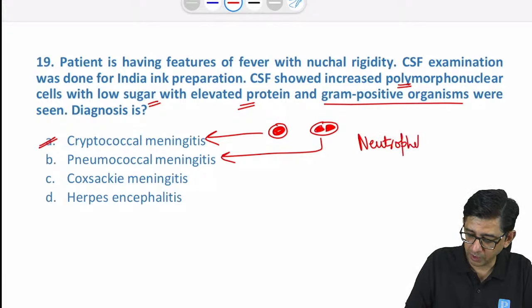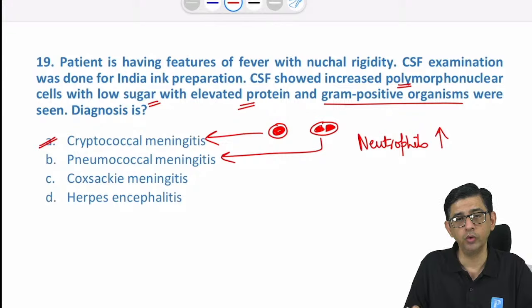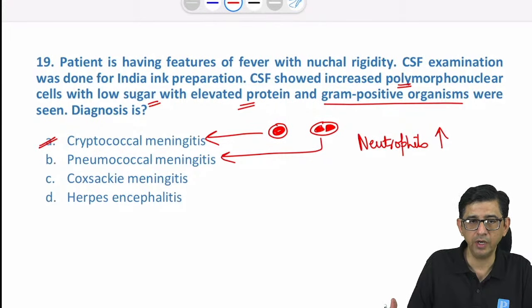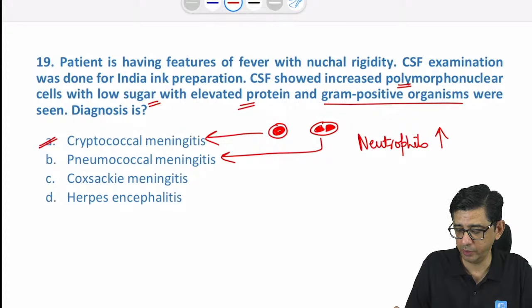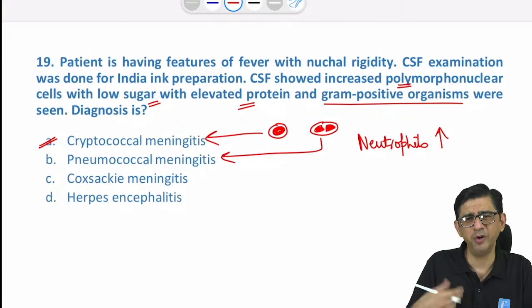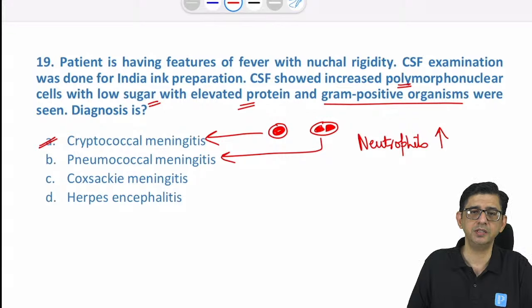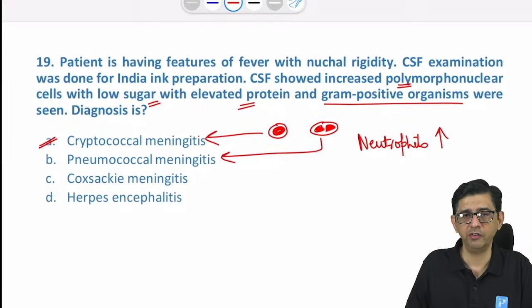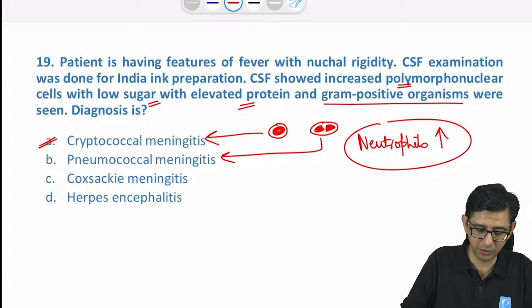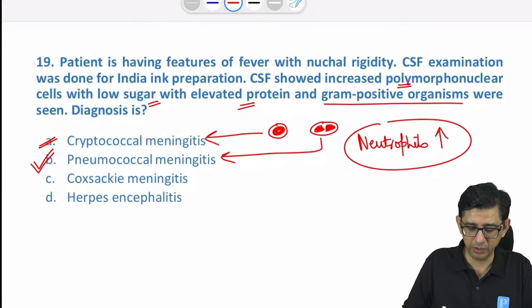Neutrophils are not seen in cryptococcal meningitis. Neutrophils are seen in bacterial meningitis, and along with that, obviously, there's a low sugar, elevated proteins, and gram-positive organisms. So yeah, not exactly a quelling reaction in that sense, India ink is only a distraction in this question. The main pointer is neutrophils being increased, which makes the diagnosis pneumococcal meningitis.